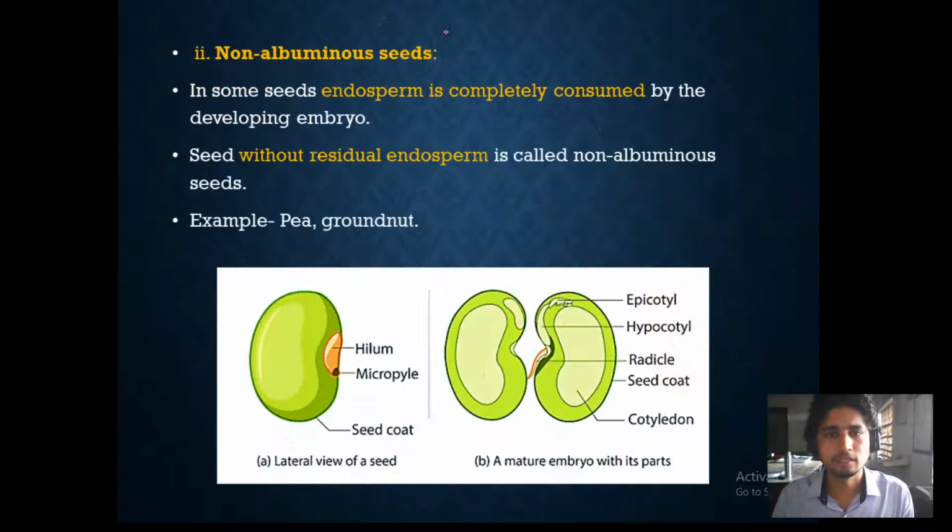The next kind of seed is non-albuminous seeds. Non-albuminous seeds are the opposite of albuminous seeds: here the endosperm is completely utilized or consumed. So these are seeds without residual endosperm, and they are called non-albuminous seeds. Examples are pea, groundnut, and all the beans and gram. They don't have endosperm around them, because the endosperm is completely utilized during embryo formation. That's why they don't have any endosperm left over. Such seeds with no residual endosperm are called non-albuminous seeds.